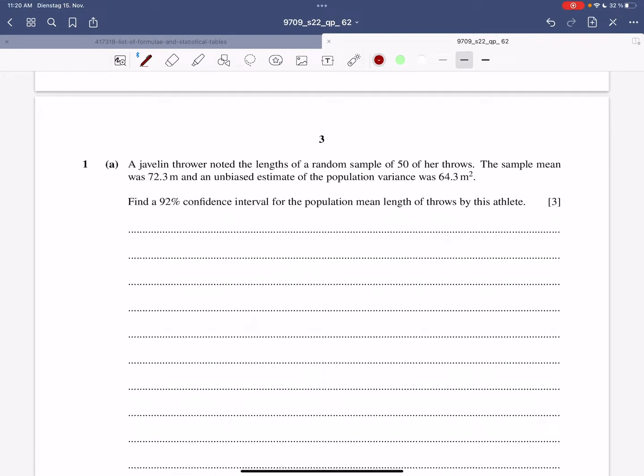A javelin thrower noted the length of a random sample of 50 of his throws. The sample mean was 72.3 and an unbiased estimate of the population variance was 64.3. Find a 92% confidence interval.